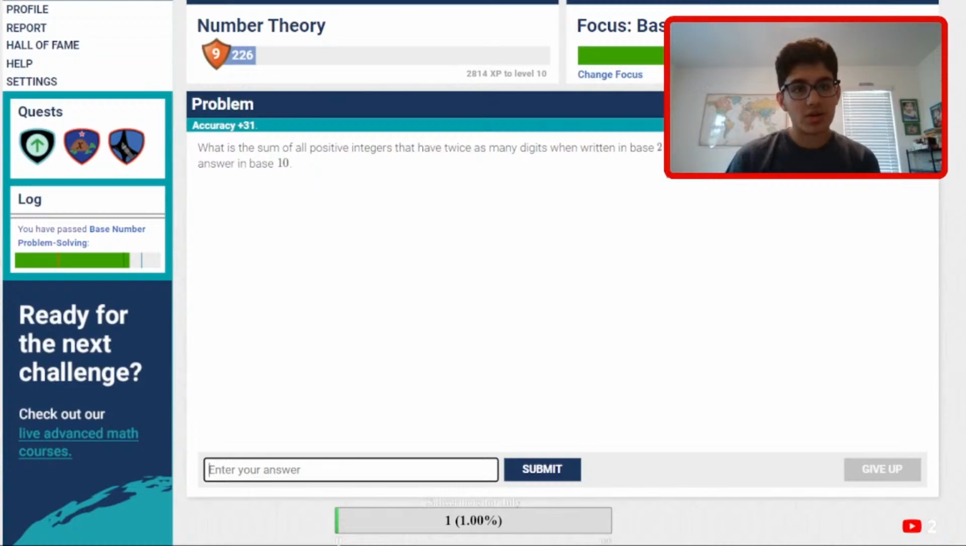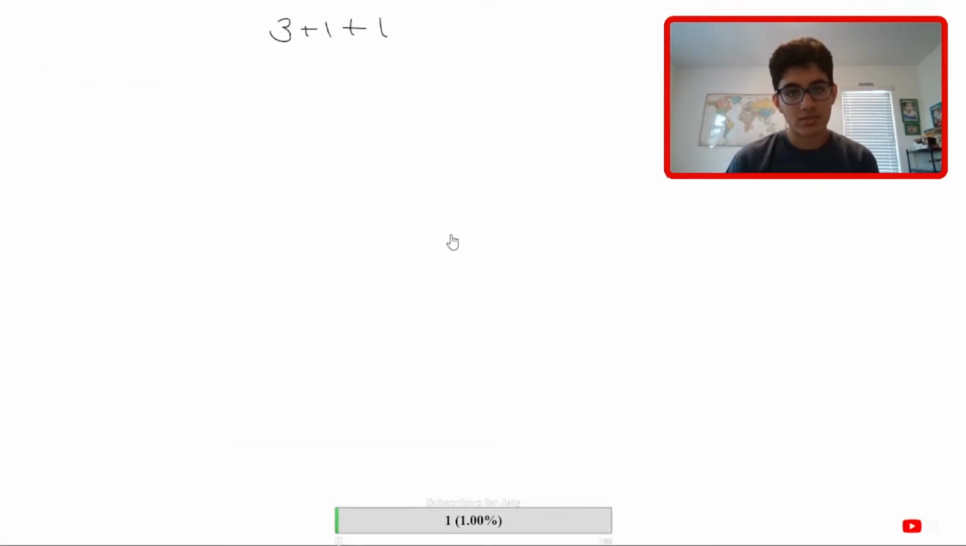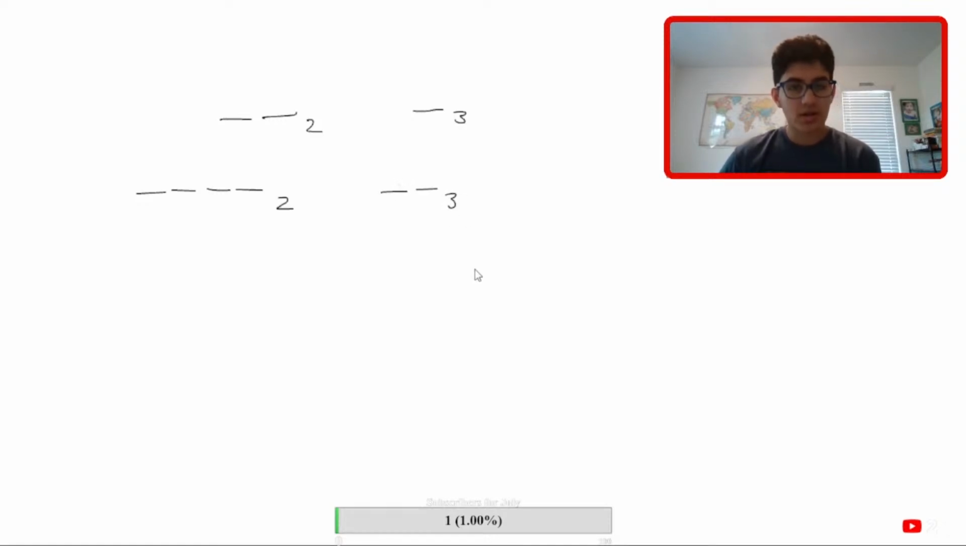So twice as many digits when written in base 2 as they have in base 3. How can we do this? First of all, if there are 2 digits in base 2 and 1 digit in base 3, right? Then if you have 4 digits in base 2 and 2 digits in base 3. What are the rules for this? It has to be less than 3 squared and greater than 2 cubed or something like that.